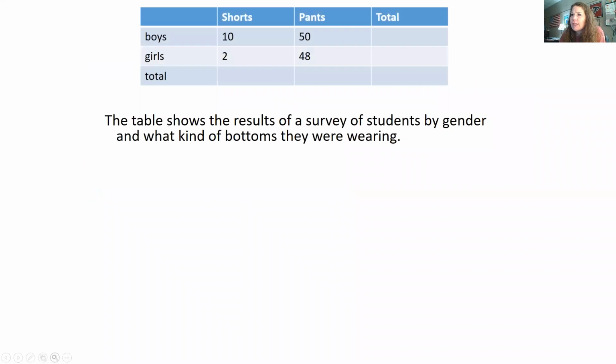All right, so here we have a two-way table. It says the table shows the results of a survey of students by gender and by what kind of pants or bottoms they were wearing. The first thing we would do is fill in these totals. A total of 12 students had on shorts, a total of 98 students had on pants, a total of 60 students were boys, and 50 students were girls, which gives us a total of 110 students. If you add this way and this way, you should get the same total, 110.